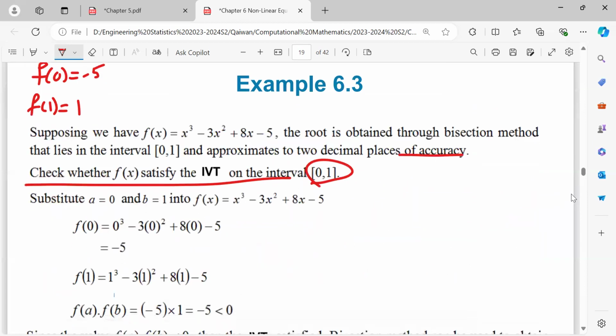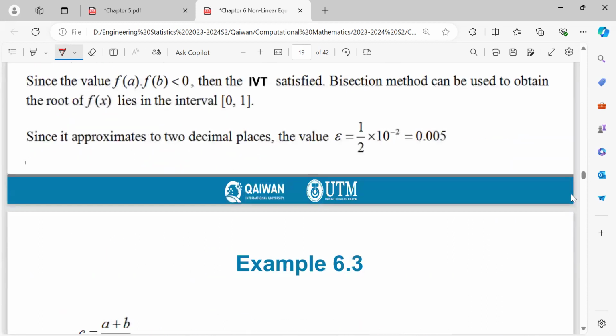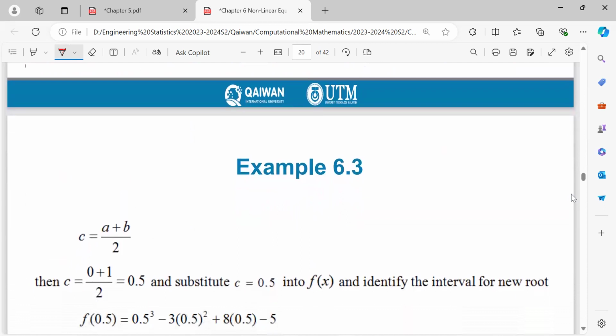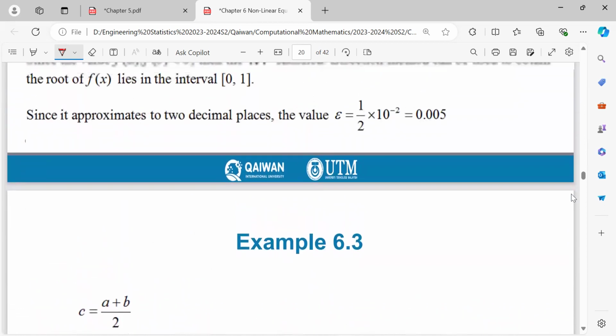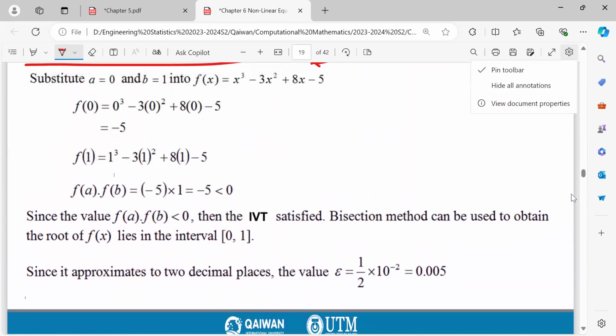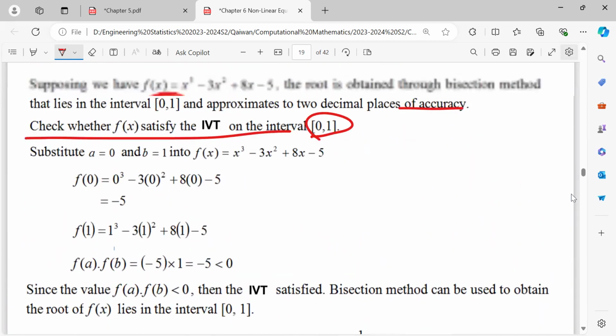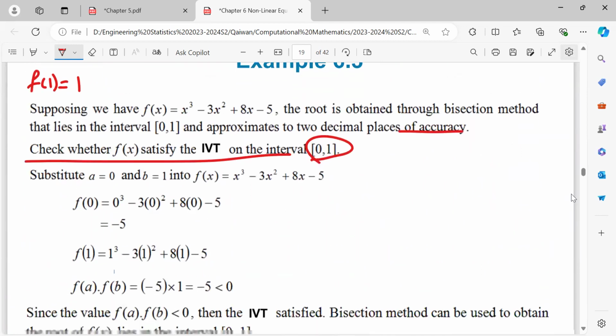Now we solve it by bisection. You must first check the intermediate value theorem. f of a times f of b, which is f of 0 times f of 1, is -5, which is less than 0. Or you could say one of them is positive and the other one is negative. So we say it satisfies the intermediate value theorem.